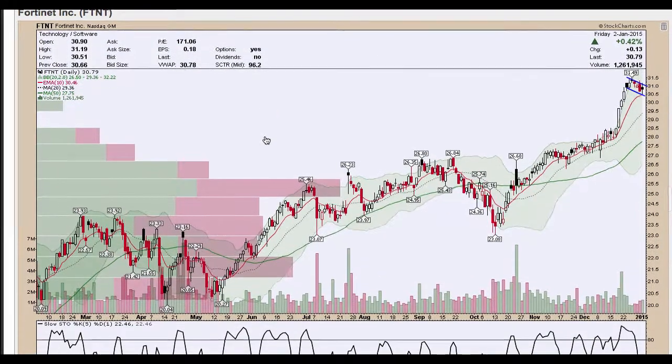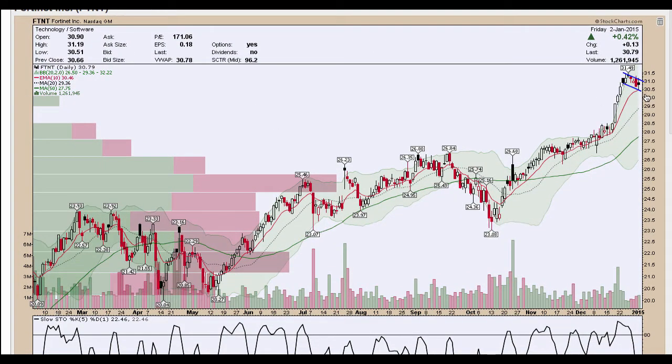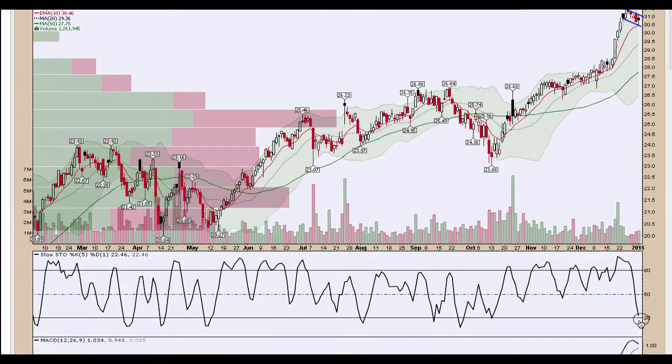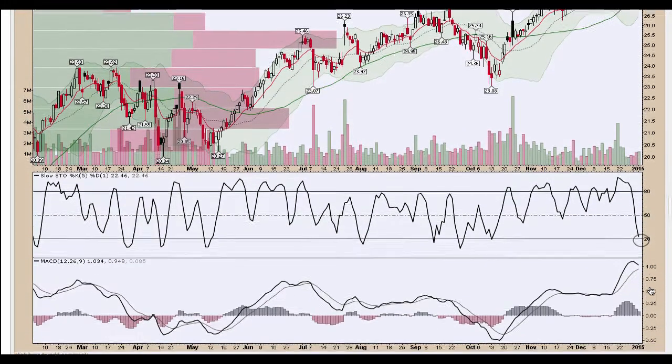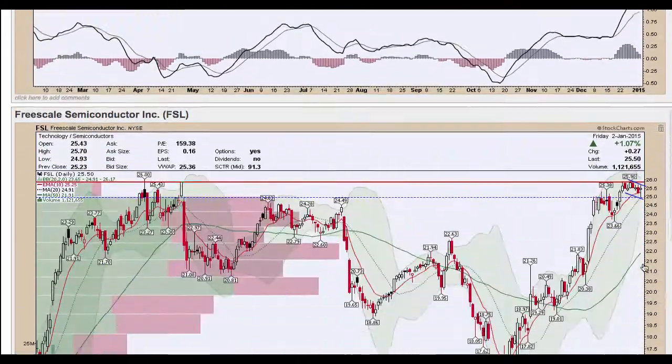Fortinet and software. I noted the flag here off the 10 period EMA. Slow stochastics is getting to oversold territory, could turn back up, and we're watching MACD as well.